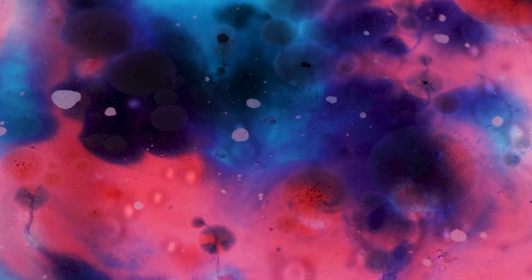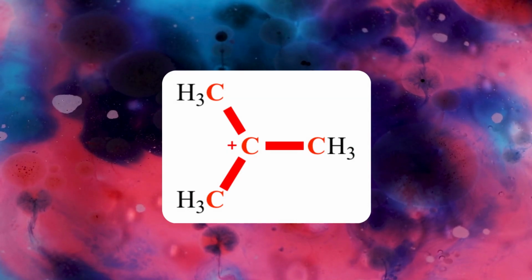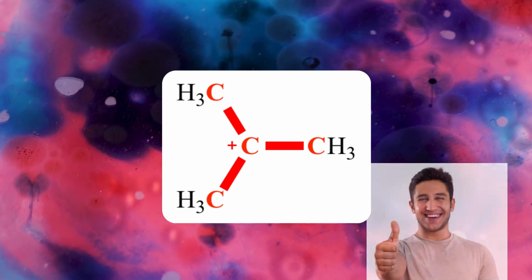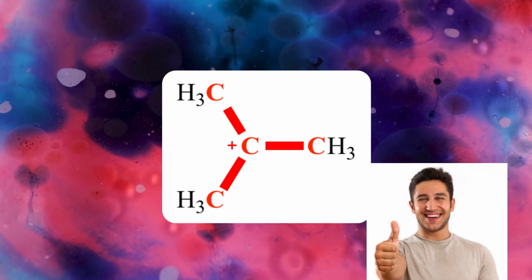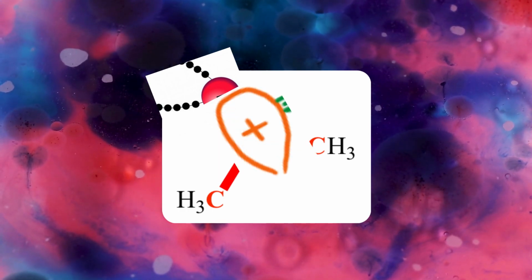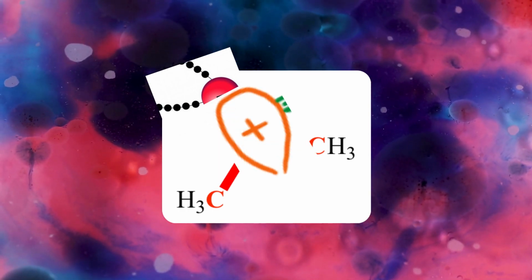An example of this effect happens in the isopropyl carbocation, where the adjacent carbon-hydrogen sigma bonds contribute to the stability of the molecule by allowing the overlap of the electrons with an empty p orbital of the carbocation, delocalizing the positive charge.